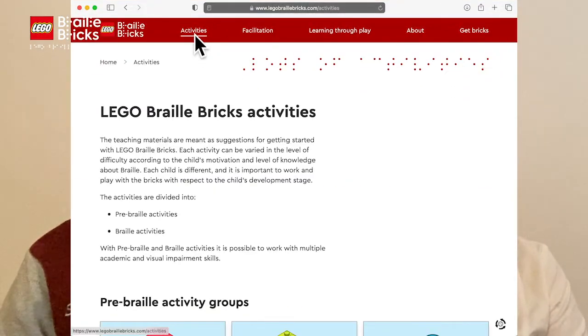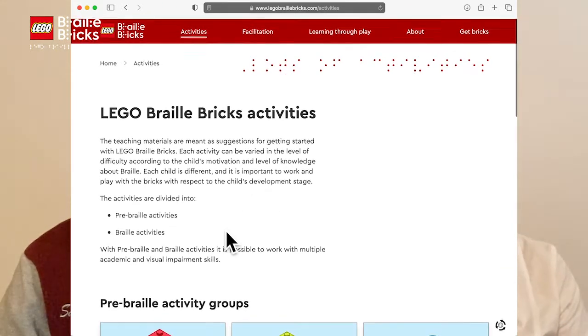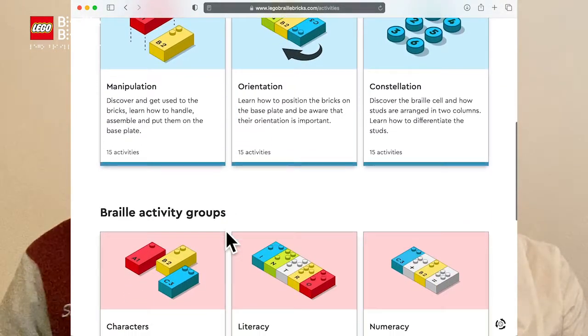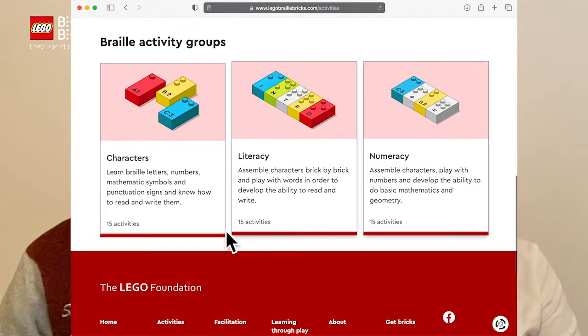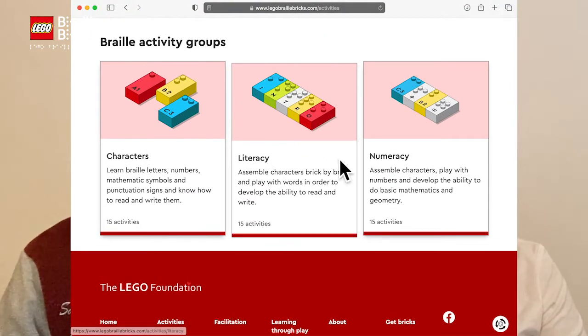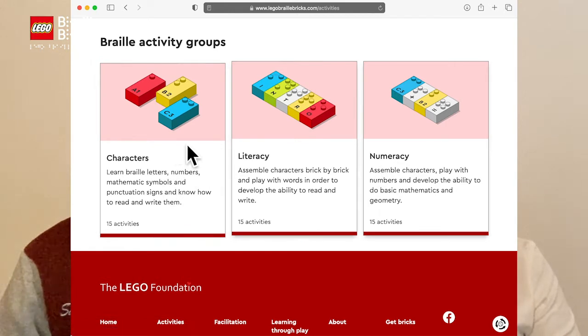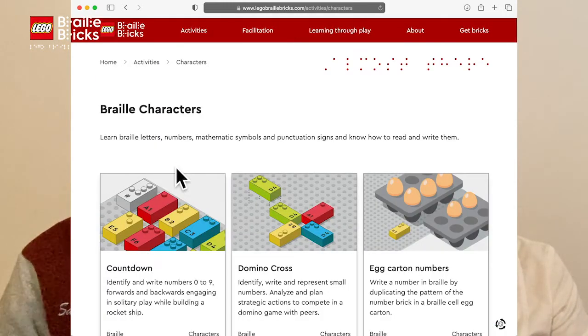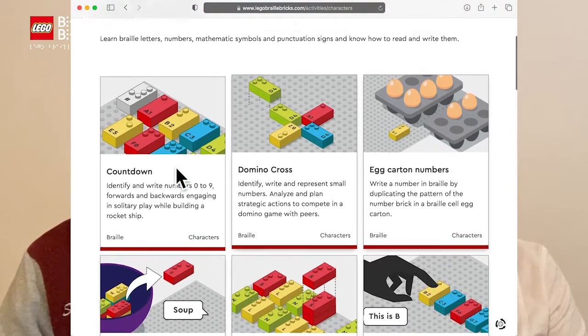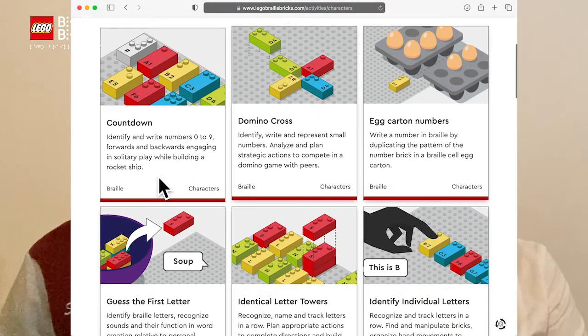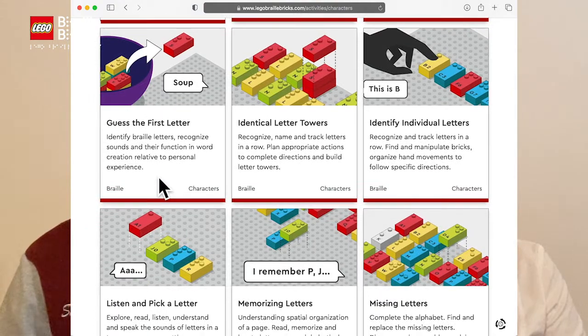So we are going to see on the website where you can find the activity we are talking about. It's very easy. We go to activity straight away, and then it leads us to the pre-Braille and Braille activities. Today it will be about Braille activity. We have character, literacy and numeracy, and today it will be about character. That's learning Braille letters, numbers, math symbols and punctuation signs, and knowing how to read and write them.